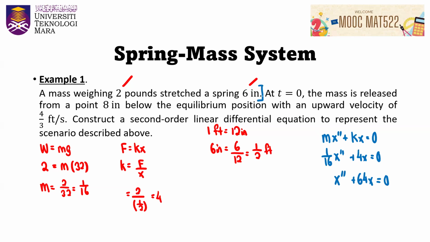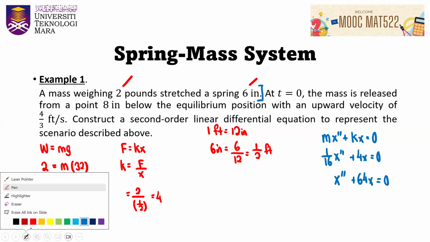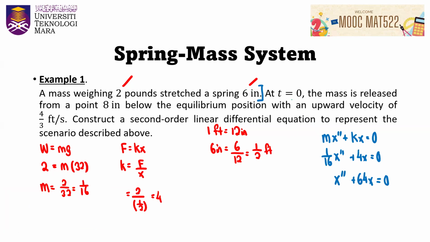Now, observe further, there are some initial conditions provided in this problem. First, when t equals 0, the mass is released from a point 8 inches below. We just learned that below has the direction of positive motion. And again, 8 inches converted into feet gives us 8/12, that is 2/3 feet. Therefore, the first initial condition will be x(0) = 2/3.